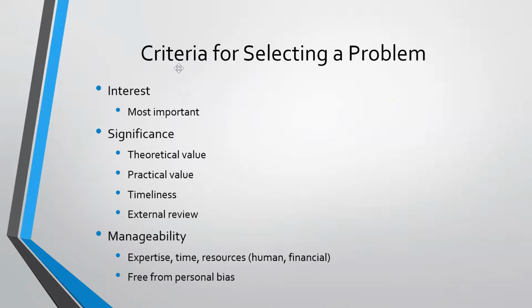And when we select a problem for our educational research, we have many criteria. The first one is about interest. We should be interested in the problem, of course, and the problem should be important to be conducted as research. And the second one is about the significance of the research. We can look based on theoretical value, practical value, timeliness, and external review.